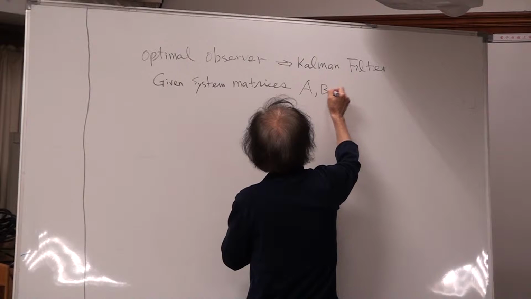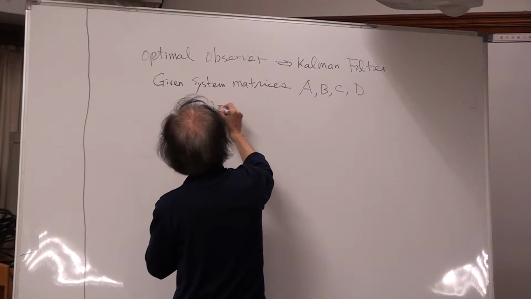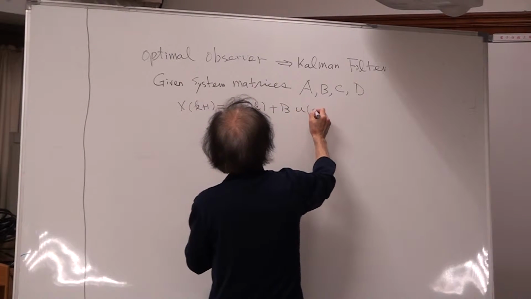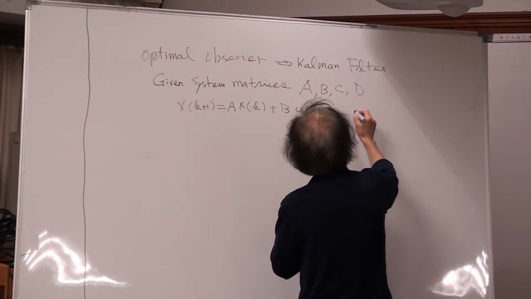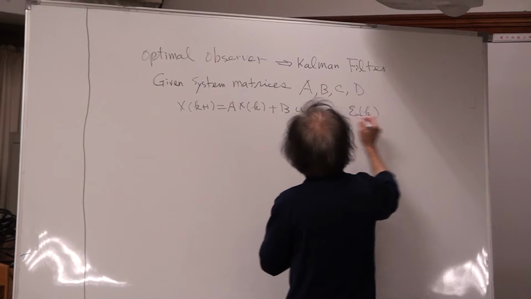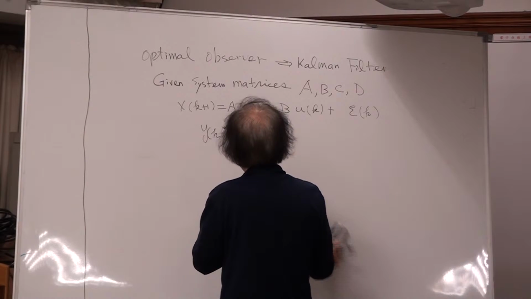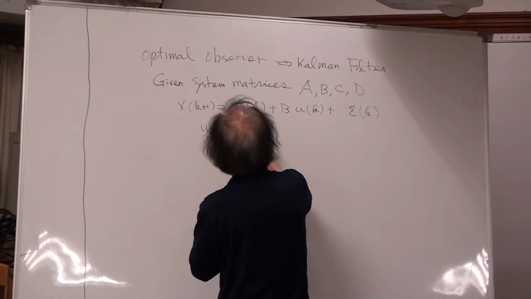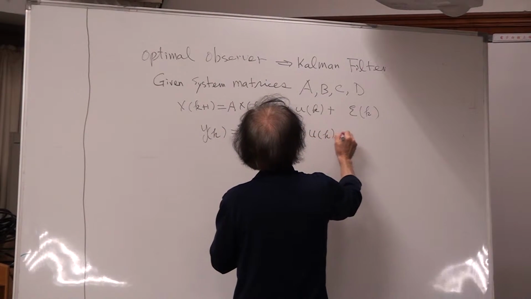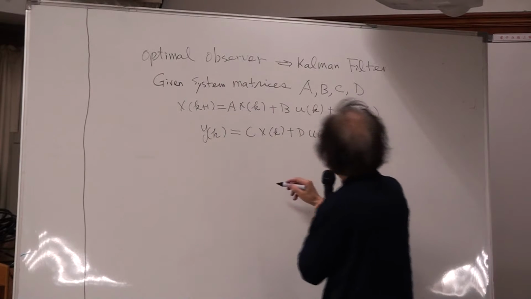A, B, C, D, and X, K plus 1 equal to A X K plus B U K, and then we add noise, that's the input noise W K. Alright, and then Y K equal to C X K plus D U K plus V K.